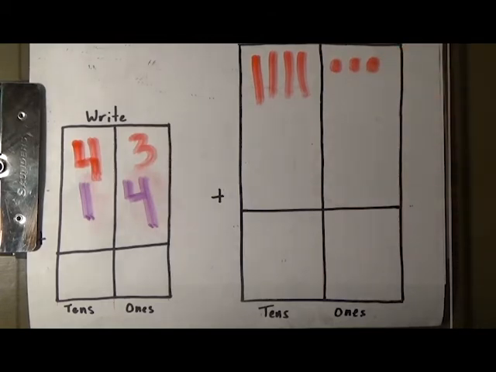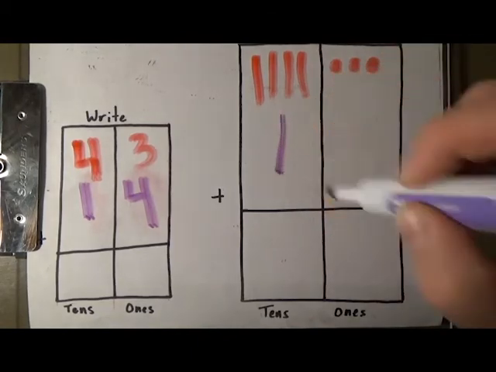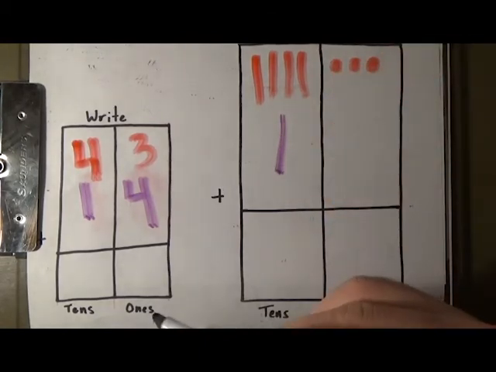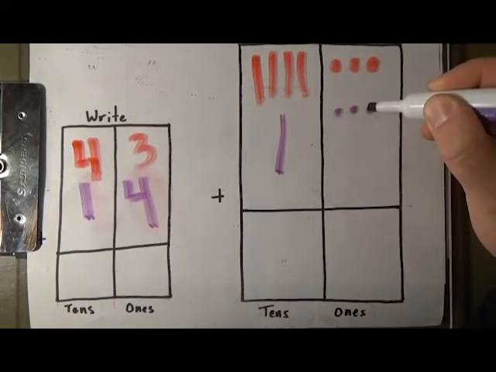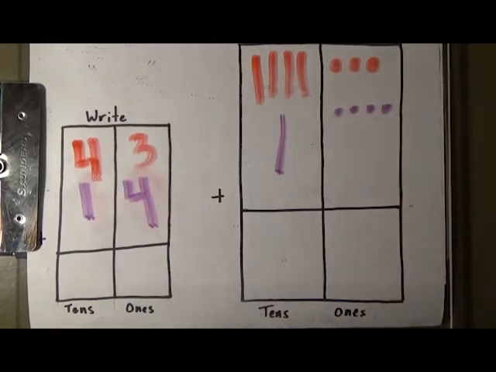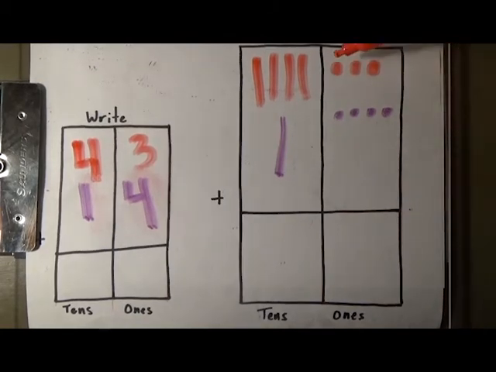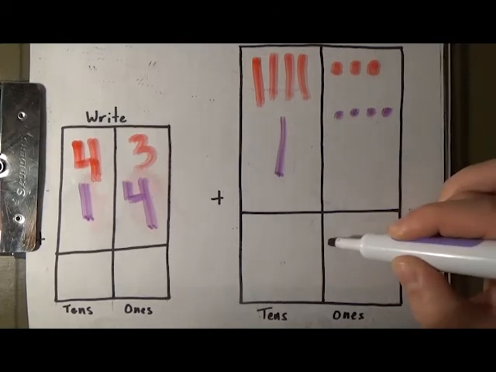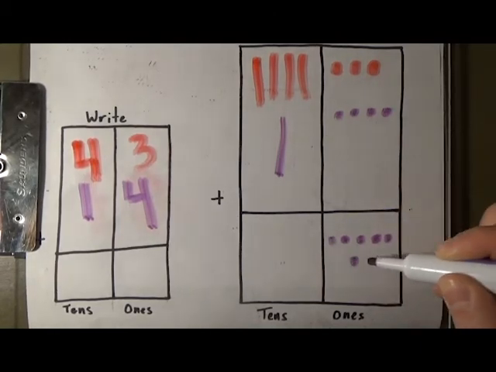Great. Then, how many tens do we have? We have 1 ten. How many ones? 4. 1, 2, 3, and 4. All right. So, let's add up our ones. 1, 2, 3 plus 1, 2, 3, 4. Well, 3 plus 4, I know that that's 7. So we have 1, 2, 3, 4, 5, 6, 7.